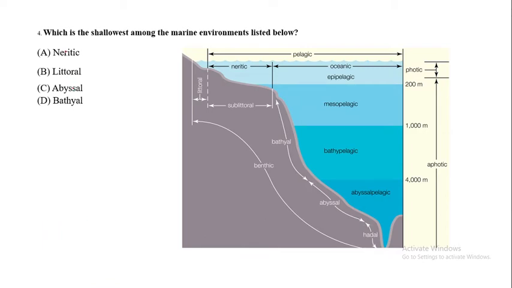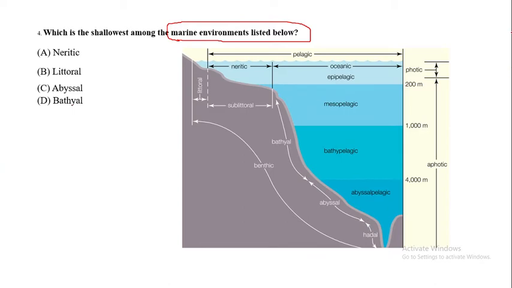Now it is the fourth question. While moving with the fourth question, you may see: which is the shallowest among the marine environments? It is a question. So now here you see there are four options, that is neritic, littoral, abyssal and bathyal zone. So these are the four options given.